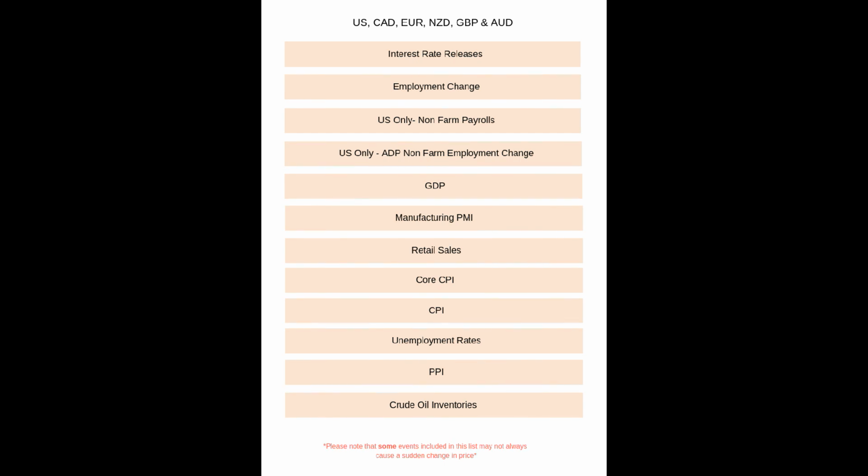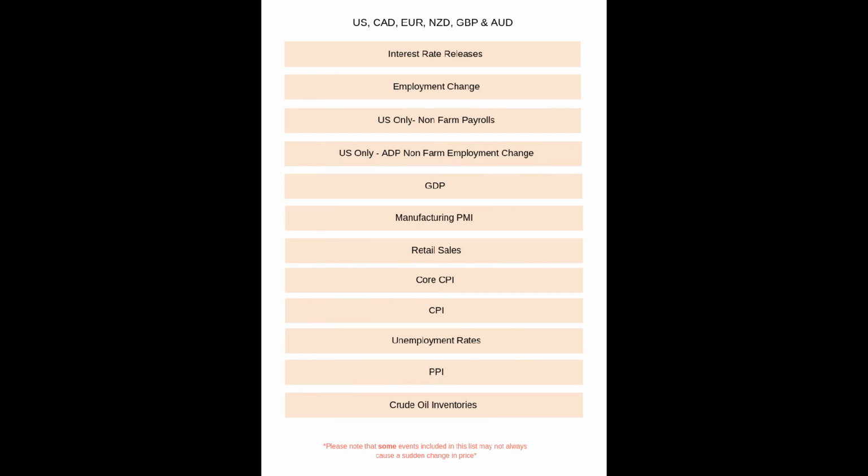Alright, so another thing that you guys should focus on is this chart right here. This one shows you the events that you should trade and which ones you shouldn't. So here, there's interest rates, employment change, US only non-farm payrolls, and so on. Then on investing.com, events that don't appear on this chart here, avoid trading them.